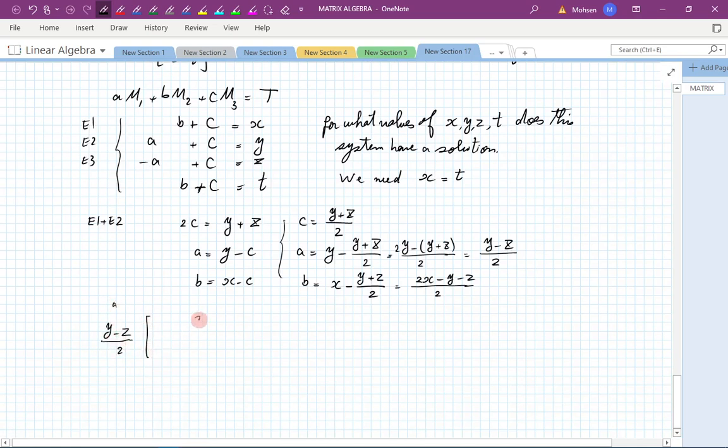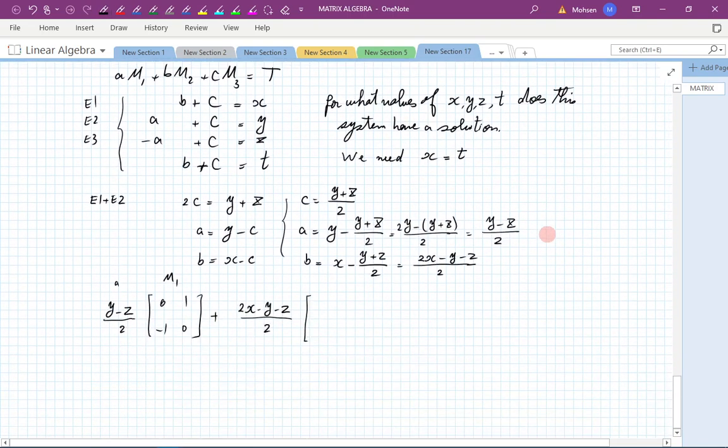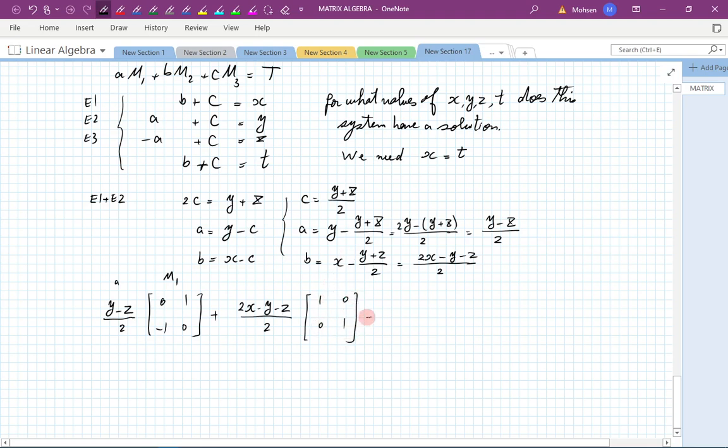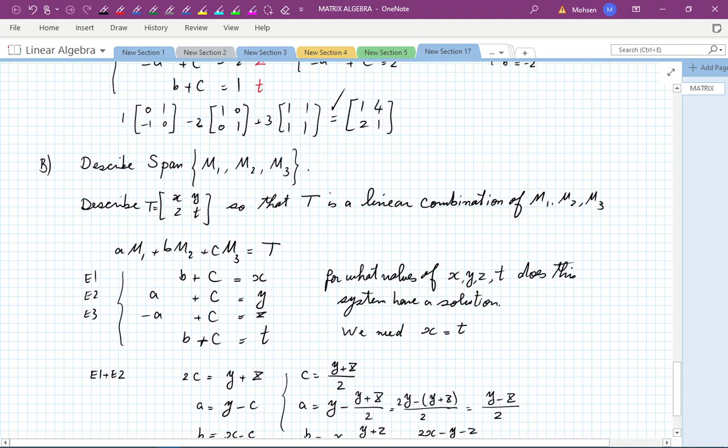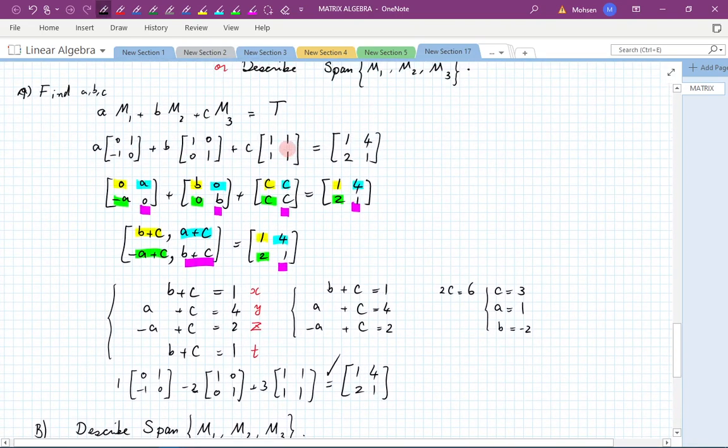If I multiply it by m1, who was m1? m1 was 0 1 minus 1 0, plus b times, so b is this, 2x minus y minus z over 2, and our m2, this was m2, just identity, 1 0 0 1, so this was b m2, and then c, y plus z over 2, times m3. You remember m3 was just all ones. This was our m3, all ones.